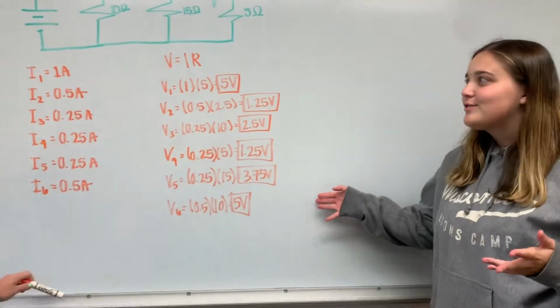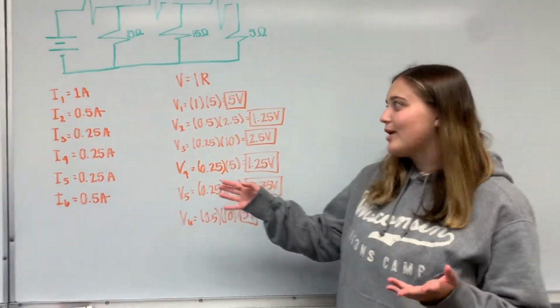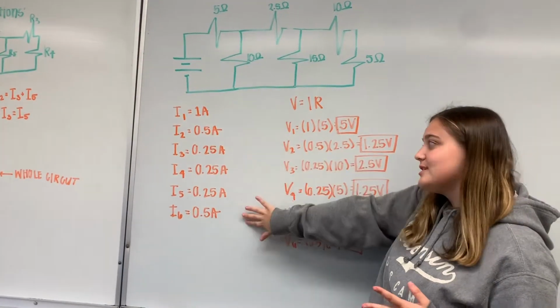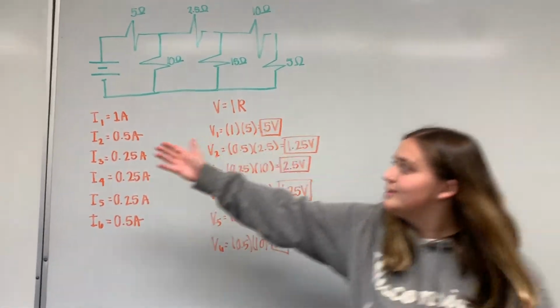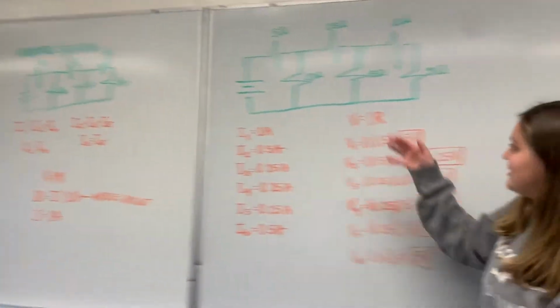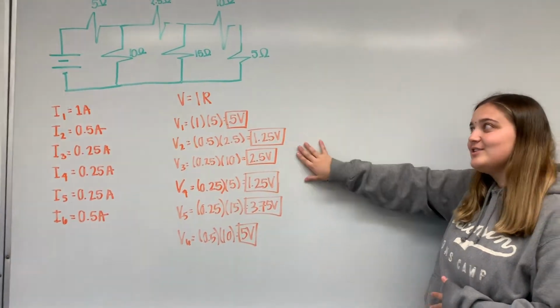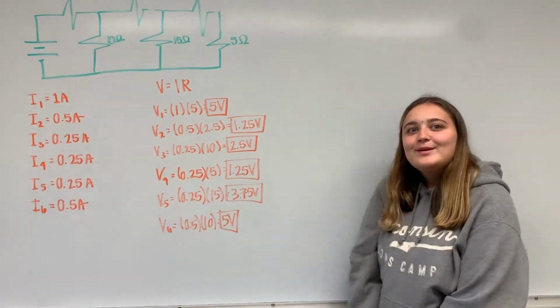So there are our answers for the second question. Just to make sure we know, these are the currents going through each resistor as labeled over here. And this is our potential difference, or our voltage, across each resistor. Thank you.